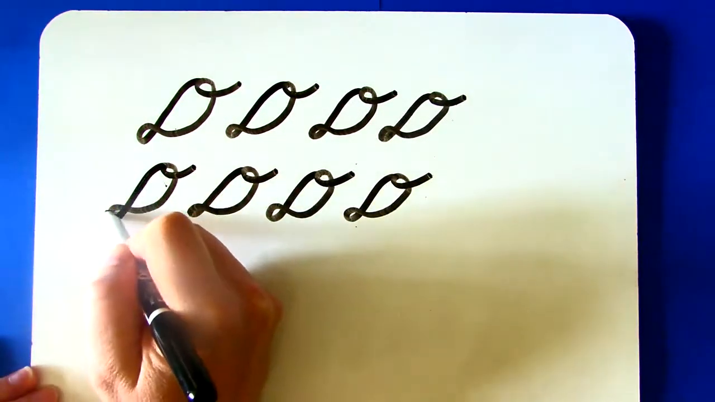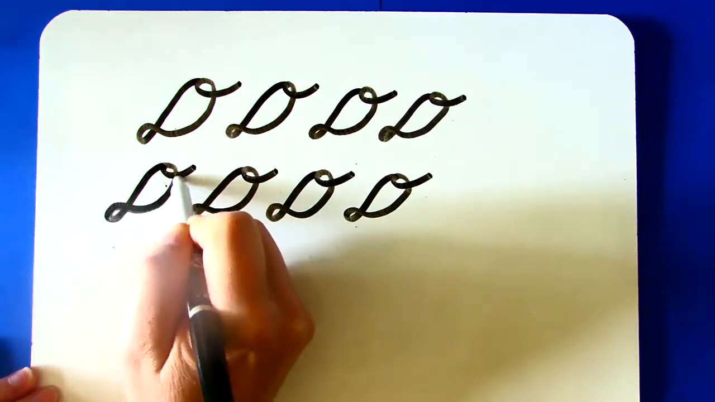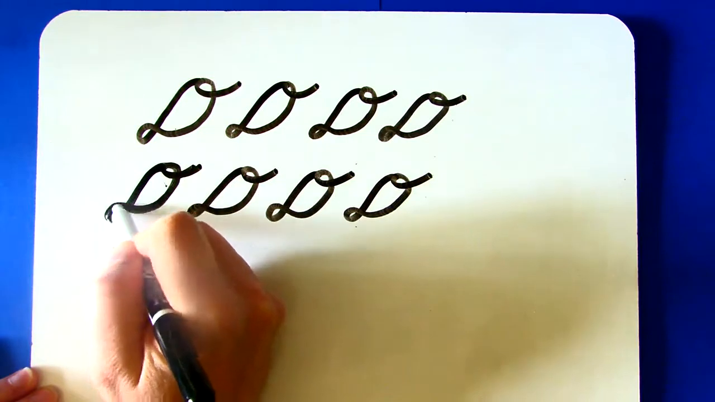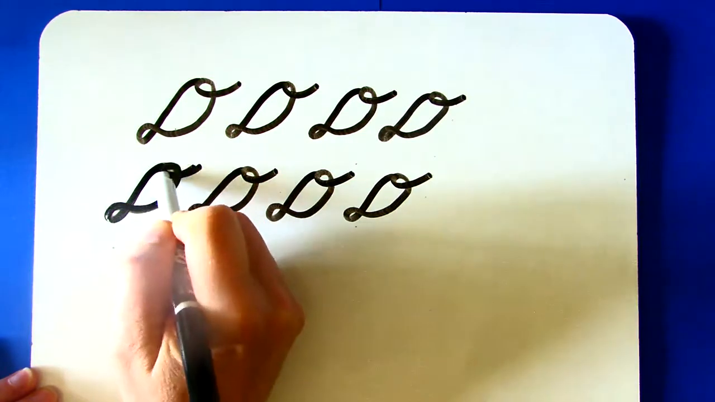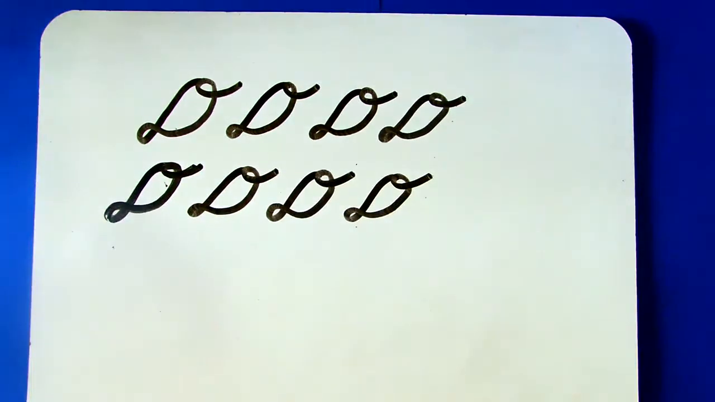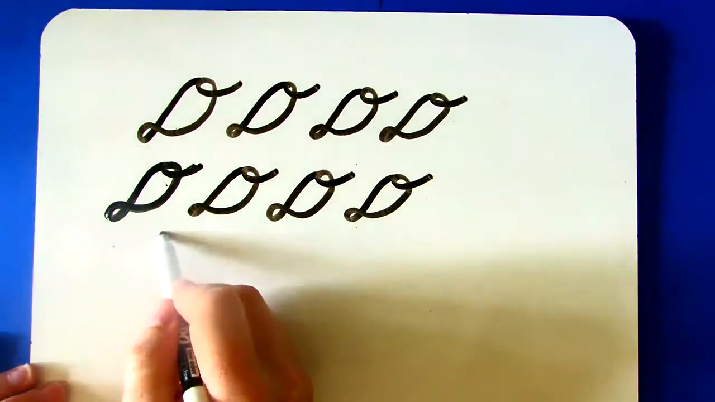Down, curve, loop, up and over, loop again, tail. If I were you, I'd practice tracing the D's on your paper at least 3 times each before making your own. I'll show you again.